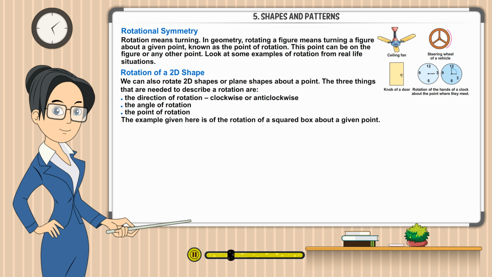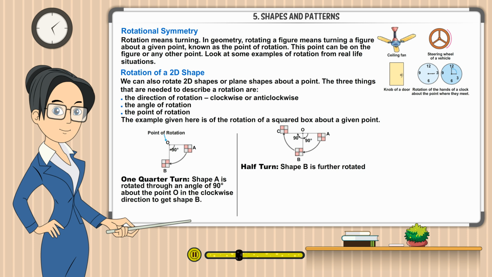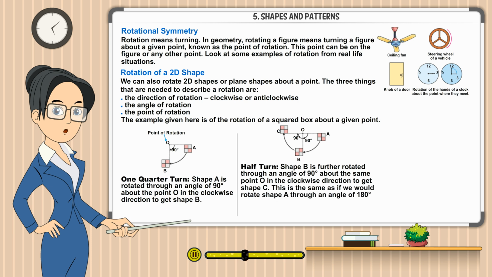The example given here is of the rotation of a squared box about a given point. 1/4 turn. Shape A is rotated through an angle of 90 degrees about the point O in the clockwise direction to get shape B. Half turn. Shape B is further rotated through an angle of 90 degrees about the same point O in the clockwise direction to get shape C. This is the same as if we would rotate shape A through an angle of 180 degrees about point O in clockwise direction to get shape C.